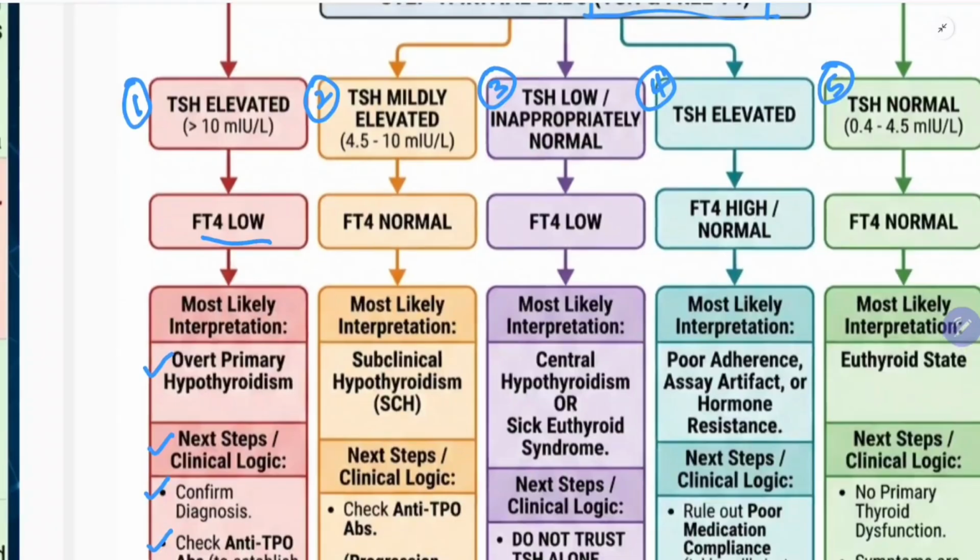So TSH elevated more than 10 and FT4 low, so overt primary hypothyroidism is diagnosed. Now if you want to confirm whether it is due to autoimmune, you order anti-TPO antibodies and initiate treatment. Straightforward, that's all.